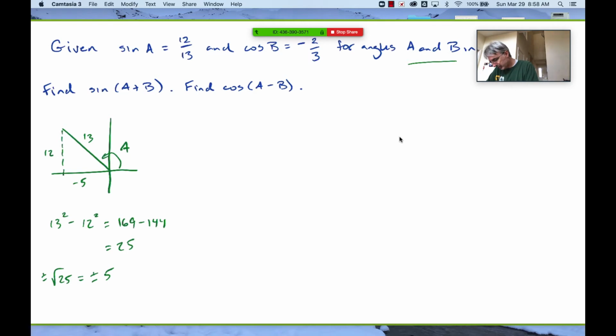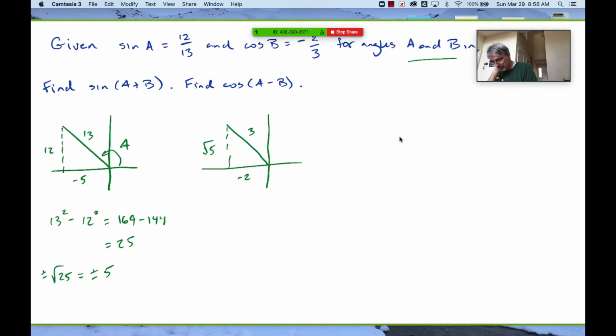I'm going to draw a similar picture for B, because B is also given in the second quadrant. B has a cosine of negative 2/3, so negative 2 for the adjacent, 3 for the hypotenuse, and then 9 minus 4 square root of 5 for the opposite side. And it's positive because it's in the second quadrant, it's going up, the y is positive. And so that's B.